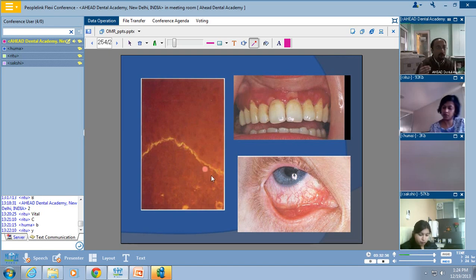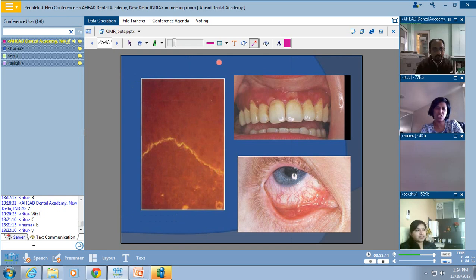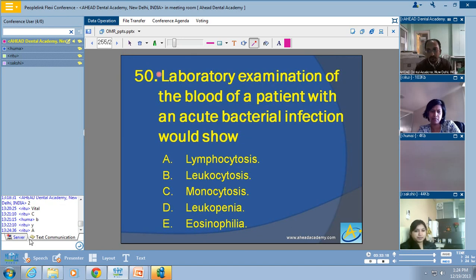Which antibody is involved in this? It is Ig, which one? IgA, IgM, IgE, IgD, IgG. Which one? It is G. IgG. Okay.